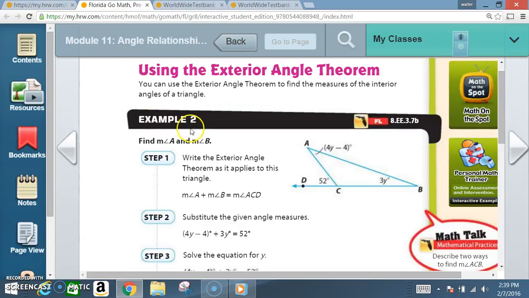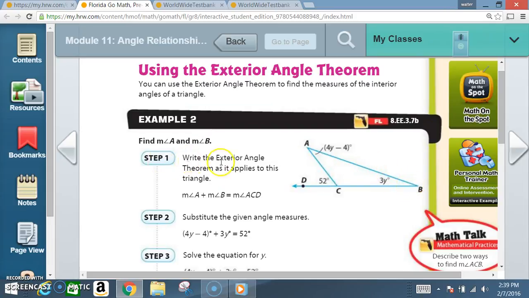Okay, let's take a look at example 2. Using the exterior angle theorem. You can use the exterior angle theorem to find the measures of the interior angles of a triangle. Okay, let's make sure this is in our notes. Find the measure of angle A and the measure of angle B. So we've got to find the measure of angle A and the measure of angle B.